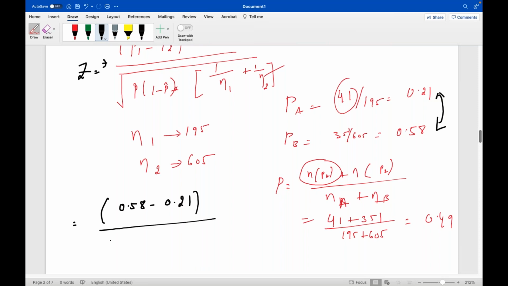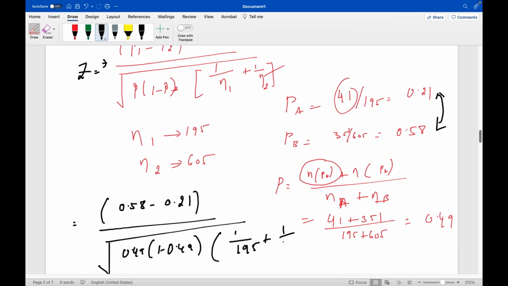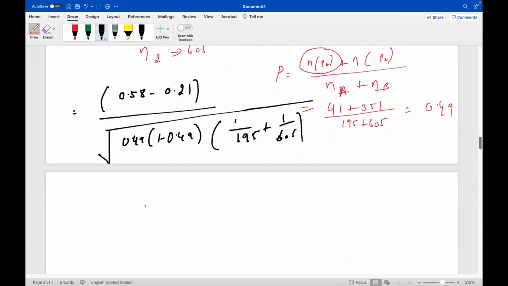Now I just apply this formula here, and my overall proportion is 0.49. It's 1 minus 0.49, and so 1 by 195 plus 1 by 605. So you just calculated this value. If you calculate this value, here we will be getting my Z value as 8.99.